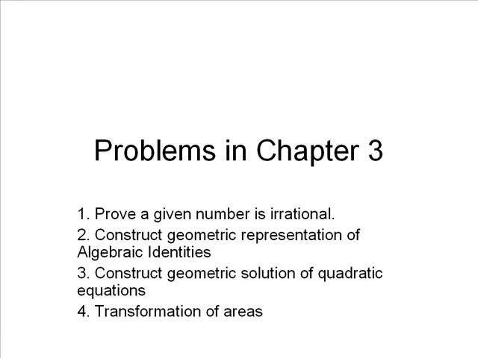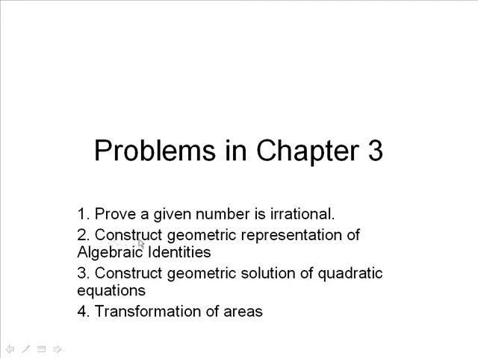In Chapter 3, we're going to look at the math achievements of the Pythagoreans. The Pythagoreans discovered the irrational numbers like square root of 3, square root of 2, and so on. So the first type of problem in this chapter is to prove a given number is irrational.